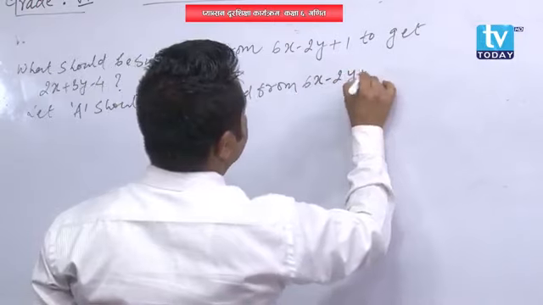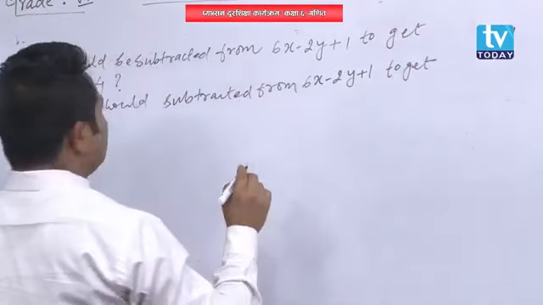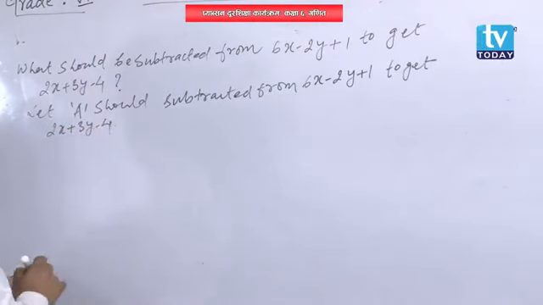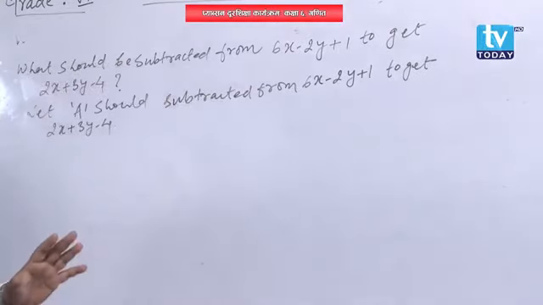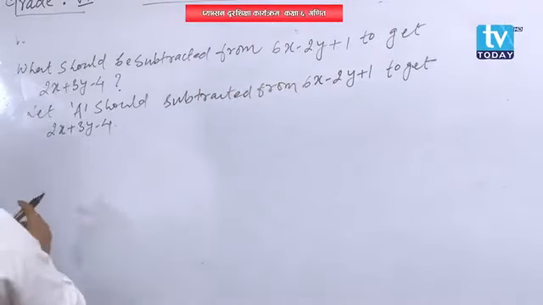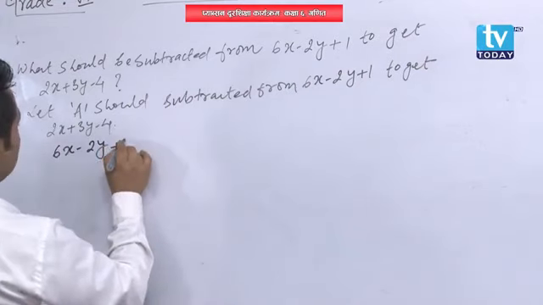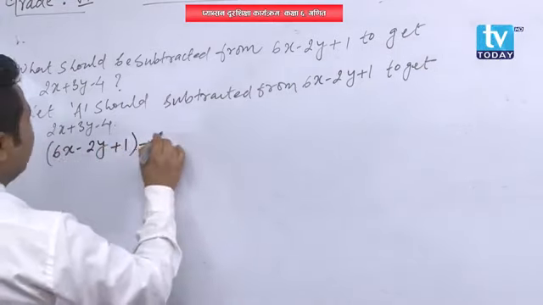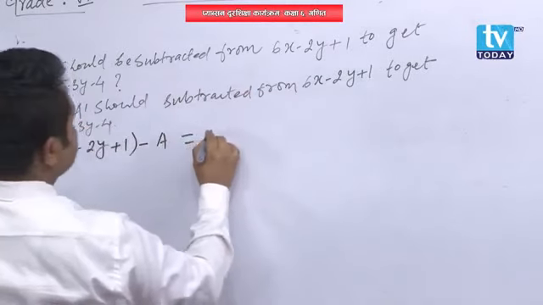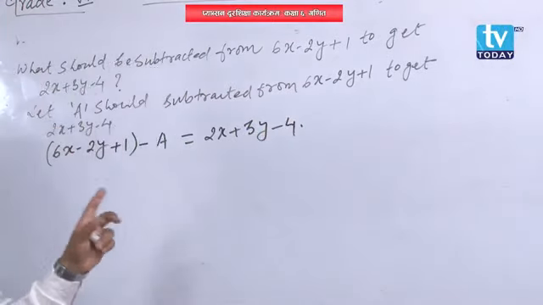So let a be subtracted from 6x minus 2y plus 1 to get 2x plus 3y minus 4. Is that clear? Let a be subtracted from, we have to subtract a from this. That means 6x minus 2y plus 1 minus a. We are subtracting a from this term to get 2x plus 3y minus 4. Understood this? Is that clear?